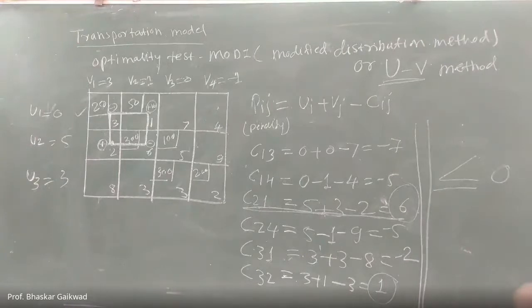Correct. This is the minus. Up to here it is clear? Hello? Up to here it is clear? This is the 200, no? This is the 200.